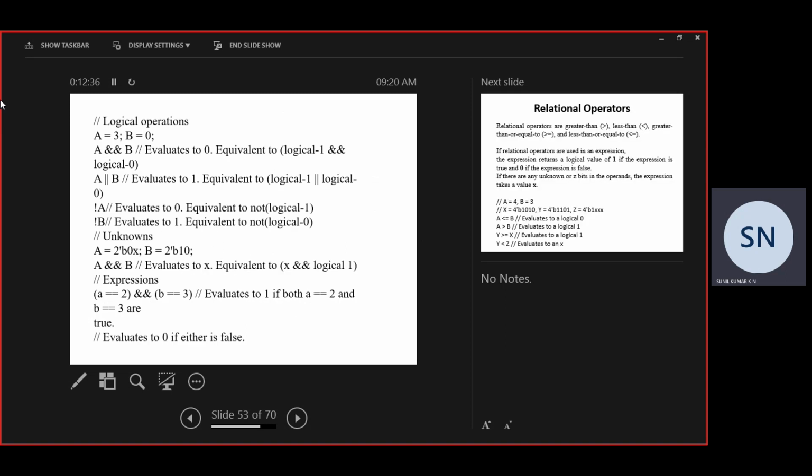So this is the example you can consider. A value is equal to 3, B is equal to 3. So this is the example.